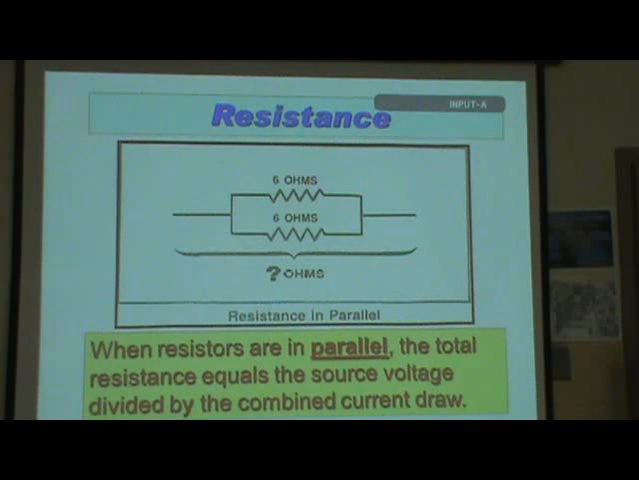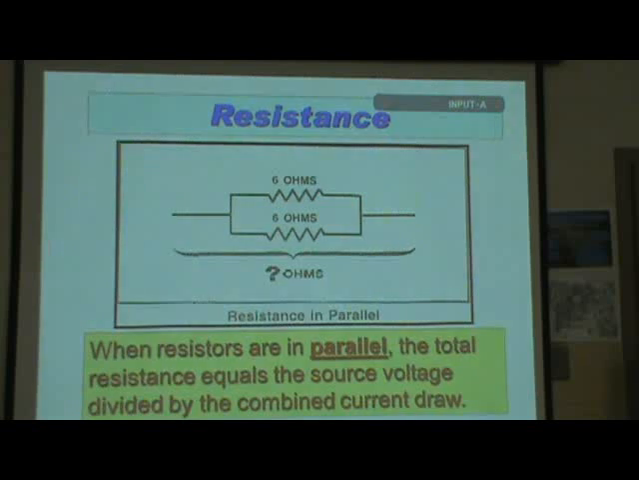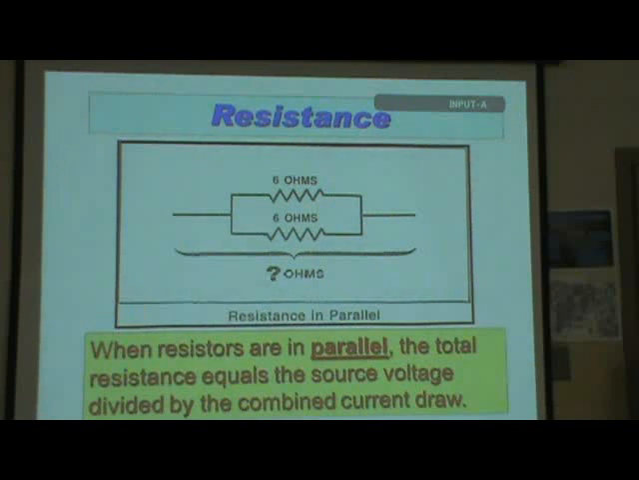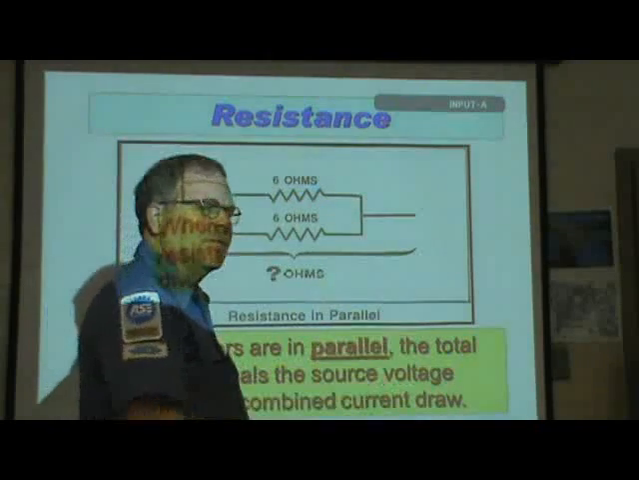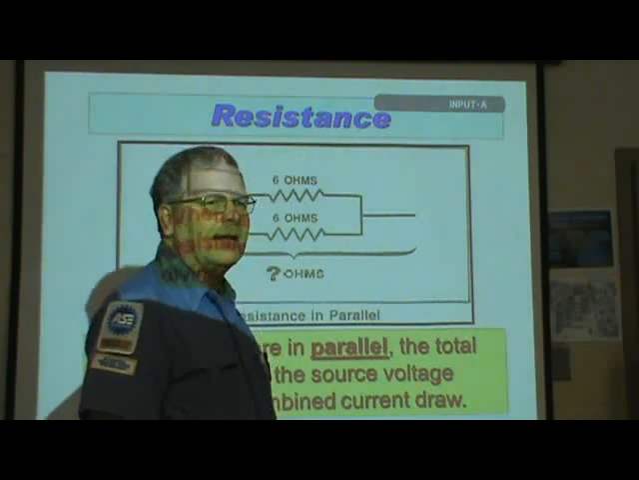That's spooky, isn't it? What do you think? Somebody guess. Just give me a guess. 3. 3 is good. 3 is a good answer. Why do we have 3? Why would you have 3? If you got 6 and 6 ohm resistors, half of 6 is 3. He's thinking clearly. That's exactly right.